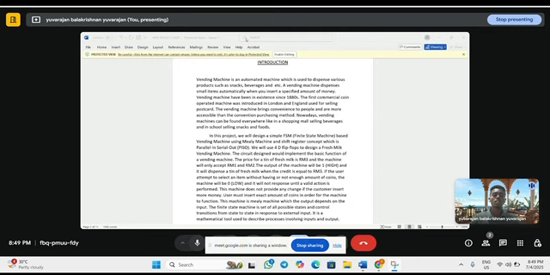This machine does not provide any change if the consumer inserts more money. The user must insert the exact amount of coins in order for the machine to function. This machine is a Mealy machine, in which the output depends on the input. The finite state machine is a set of all possible states and control transitions from state to state in response to external input. It is a mathematical tool used to describe processes involving input and output.